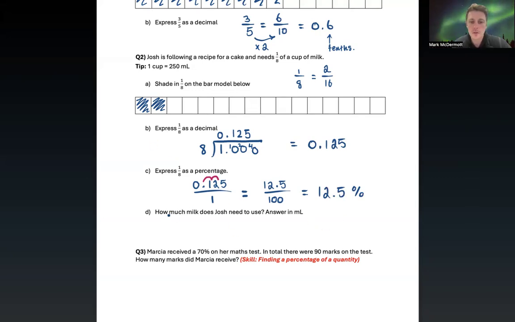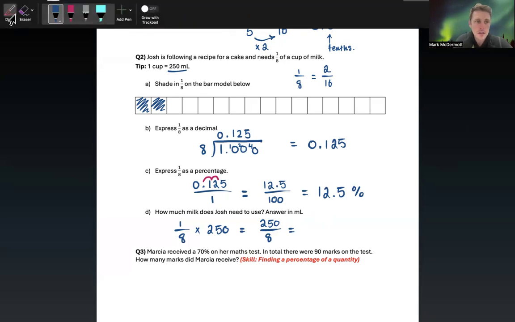Okay, how much milk does Josh need to use? So now we're asking how much milk he needs if he needs 1/8 of a cup of milk, and 1 cup is 250 mils. So we need to work out what is 1/8 of 250. Another way to say that is we take 250 and divide by 8.